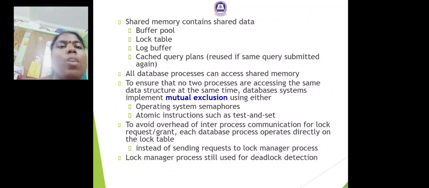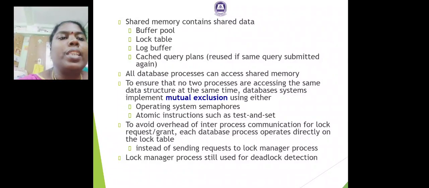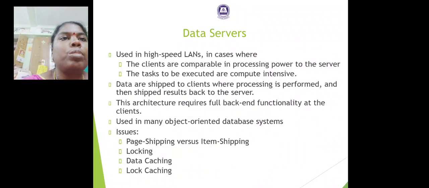To avoid the overhead of inter-process communication for lock requests and grants, each database process operates directly on the lock table. So instead of sending a request to the lock manager process, it works on the lock table directly. The lock manager process is still used for deadlock detection.